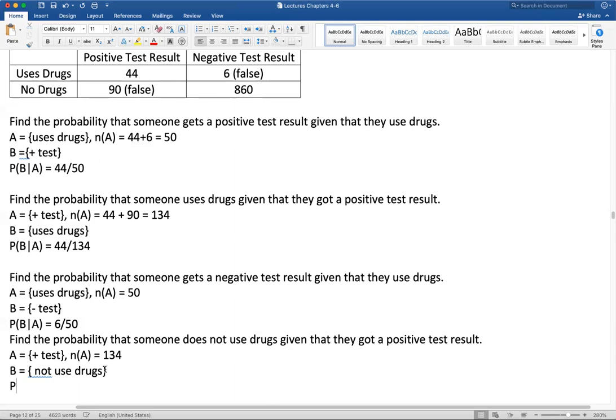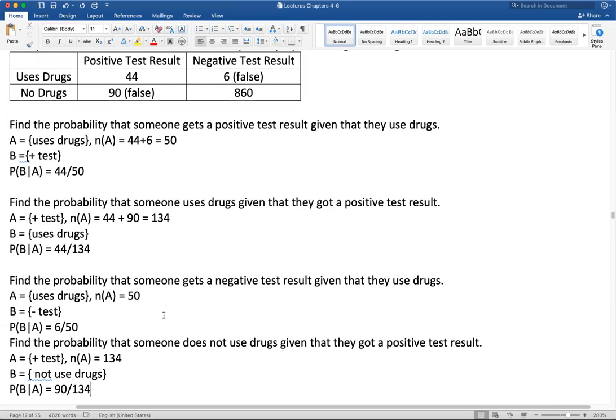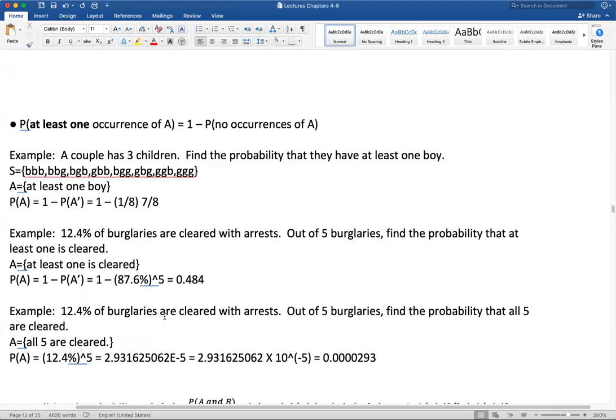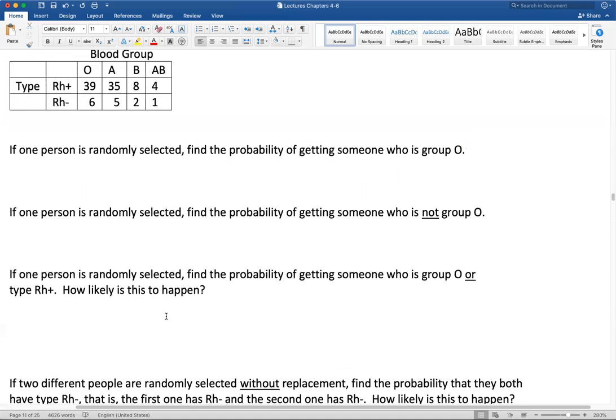Okay, so P of B given A is going to be the number of outcomes belonging to A and B, positive test result but they don't use drug, which is the false positive test result, right? Which is 90, right? 90 divided by 134. Okay, so let me see, positive test result. Yep. Okay.